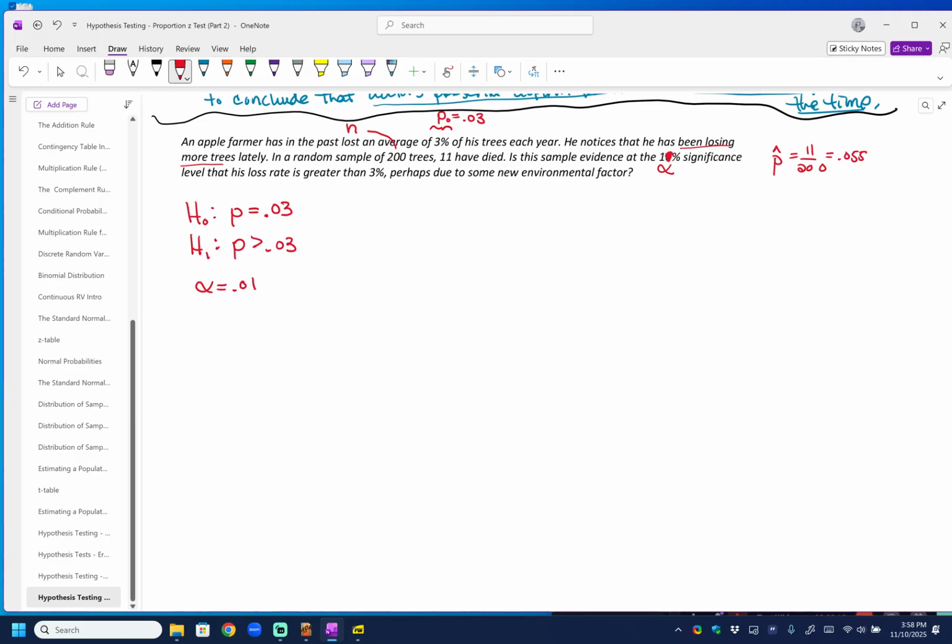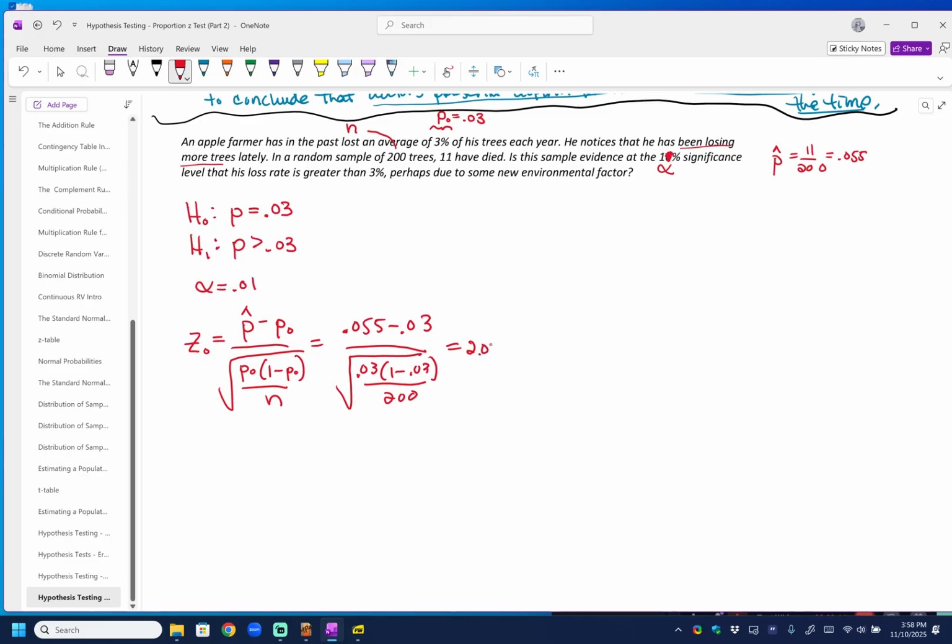And for our test statistic, nothing's changed here. Just remember the formula is going to be our p hat minus our p sub 0 over the square root of p sub 0, 1 minus p sub 0 all over n. So we're going to take our 0.055, we're going to subtract our 0.03 all over. Remember, we're using p sub 0 in the rest of the problem. There are two p's here, so we don't want to confuse those. And we're going to end up with 2.07 when we round to 2 decimal places. Again, this is our test statistic.